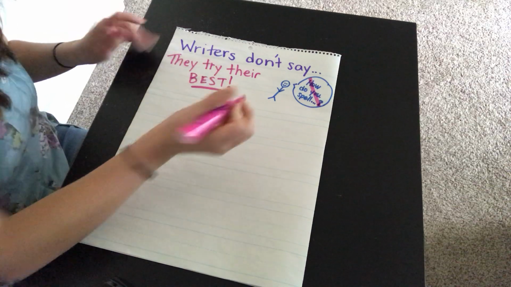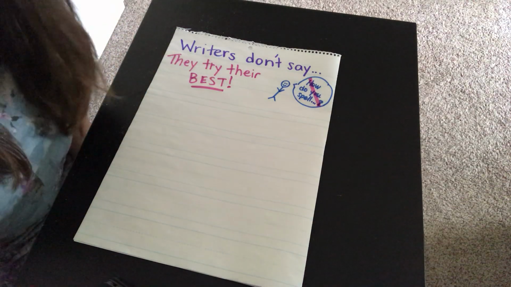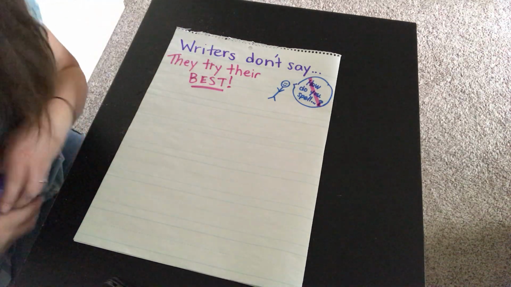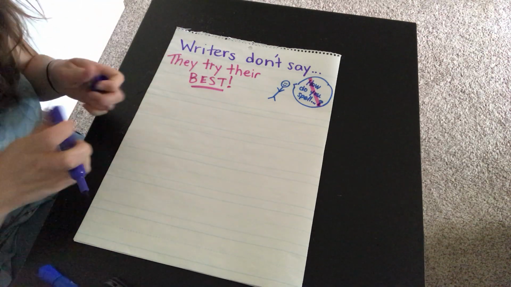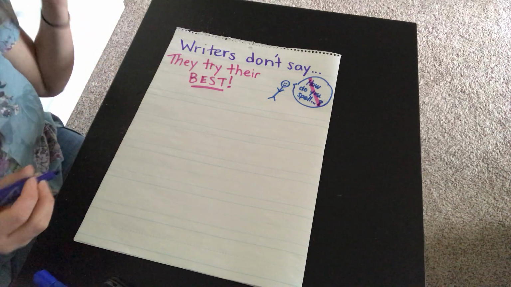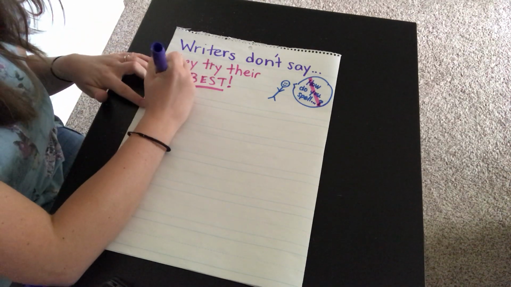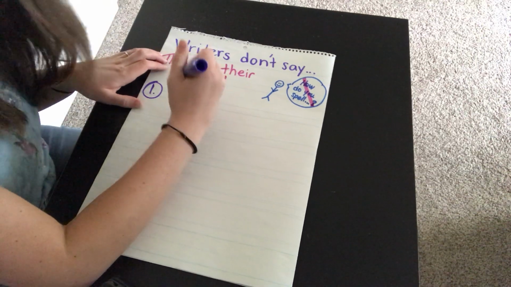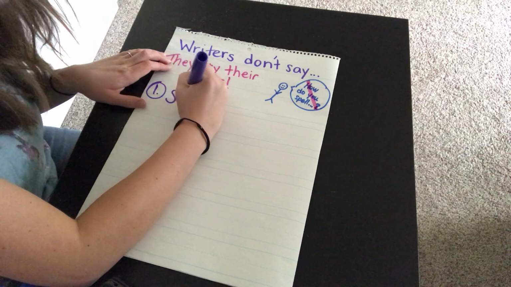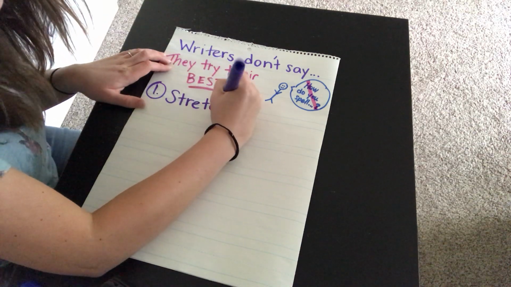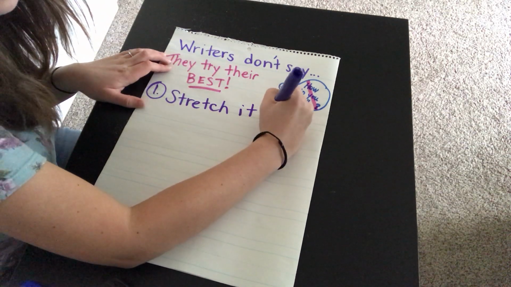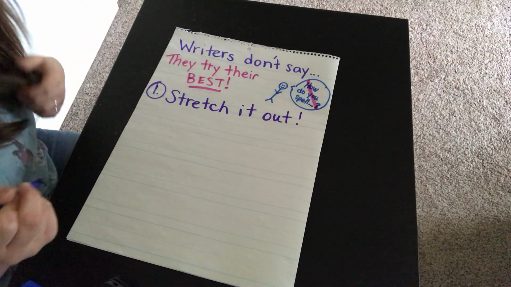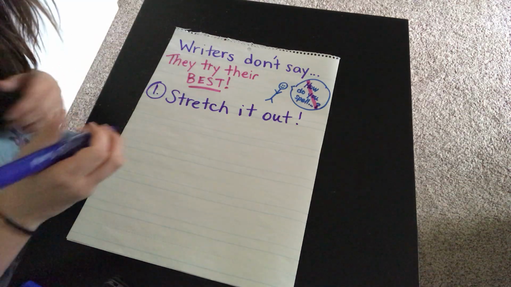Okay? So let's talk about some different things that you could do if you happen to go, how do you spell? Okay, so some strategies that you could use if you come to a word that you're trying to write and you don't know how to spell it. Number one is the first thing that we talked about doing this week. Stretch it out.